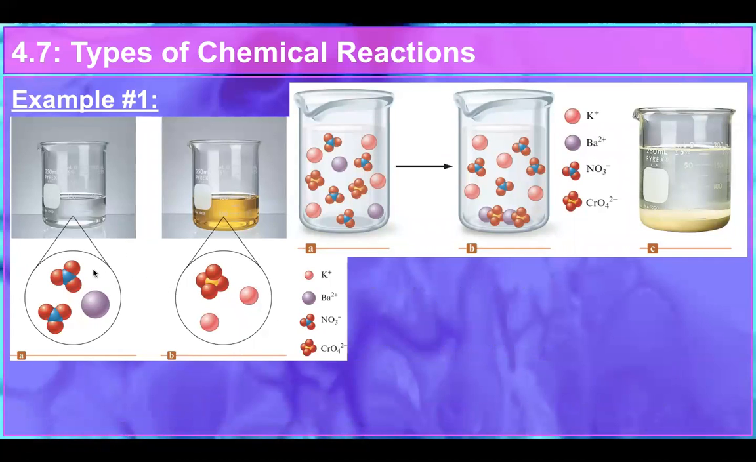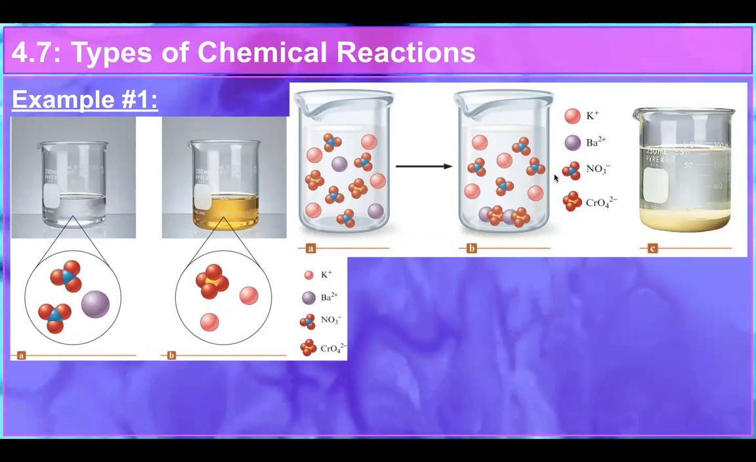So we have basically what we looked at before. We have the separate solutions, but then we are going to put them together, and the barium and the chromate are going to come together and form that yellow solid that would form and then settle to the bottom. So this is a nice little particulate diagram like we've been practicing.